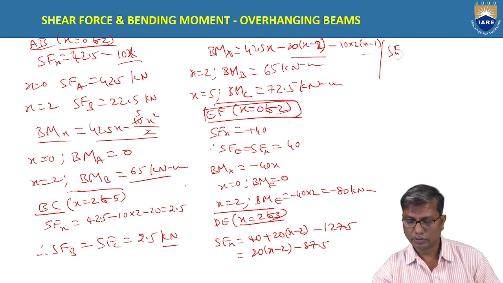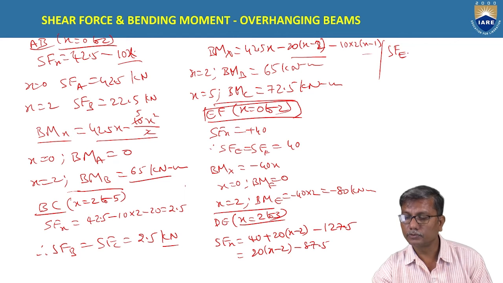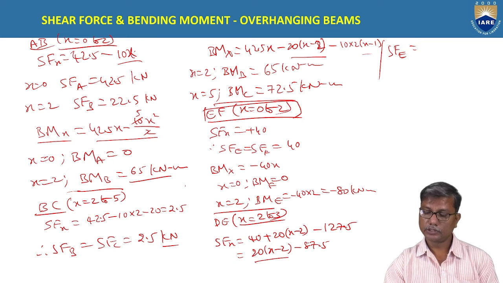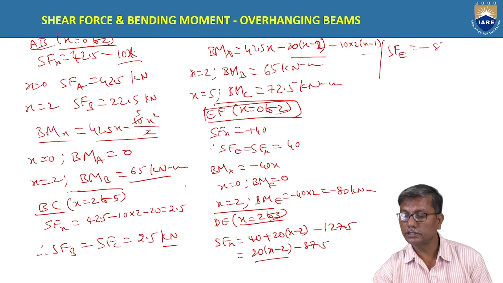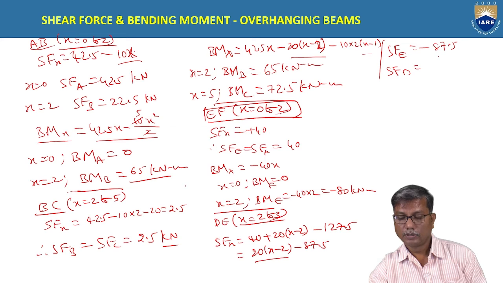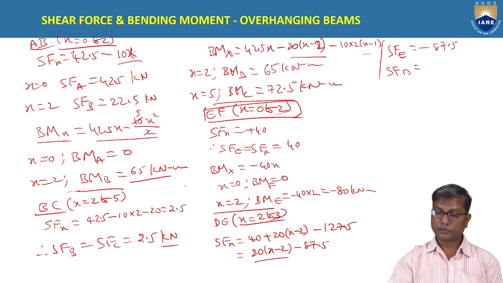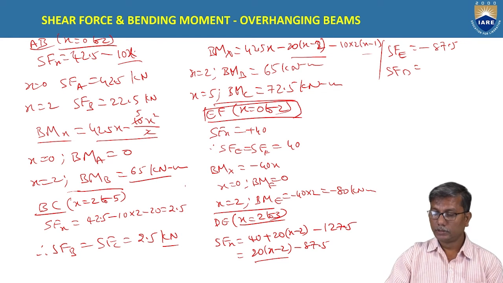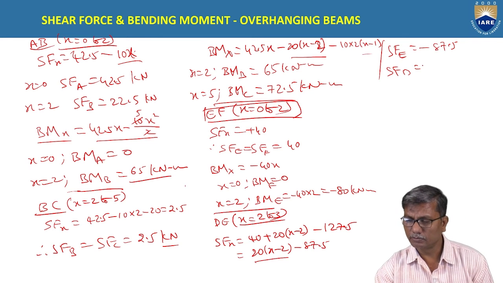at E. Shear force at E, that is at X equal to 2, is minus 87.5, and shear force at D, substituting X equal to 3, is 20 minus 87.5. So minus 67.5 kilonewtons.